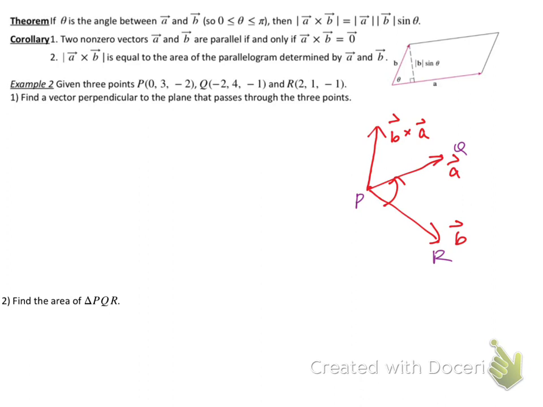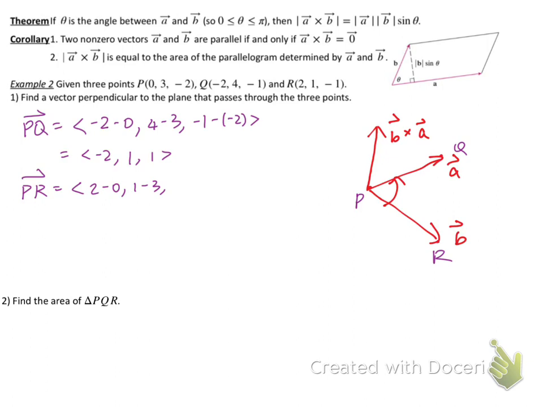So the vector that starts at P and goes to Q will be the terminal point minus the initial point, coordinate by coordinate: 4 minus 3, then negative 1 minus negative 2. That is negative 2, 1, and 1. Then my second vector, PR, is 2 minus 0, 1 minus 3, then negative 1 minus negative 2, which is 2, negative 2, and 1.